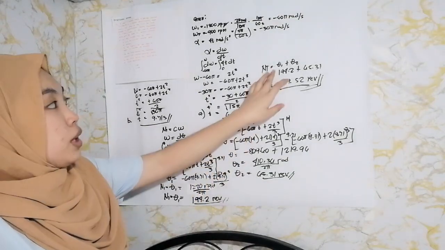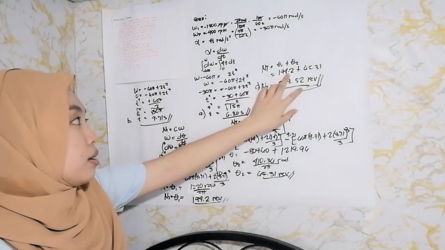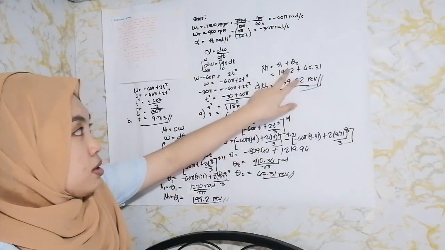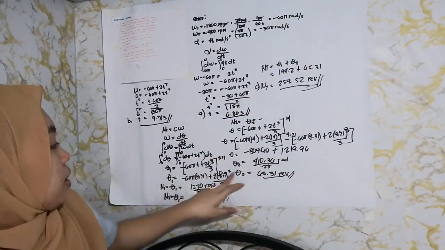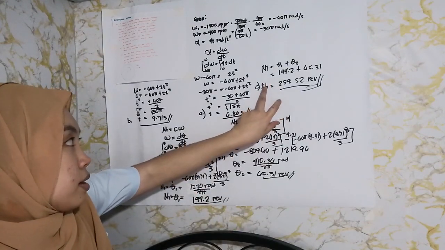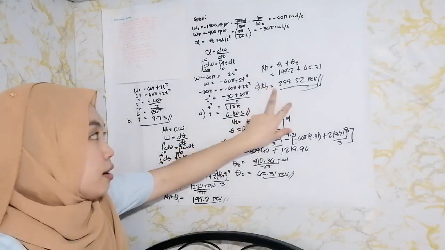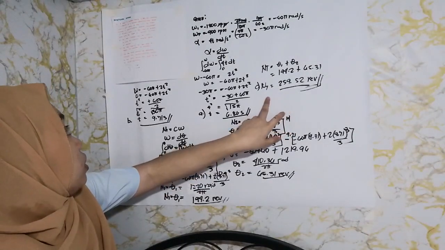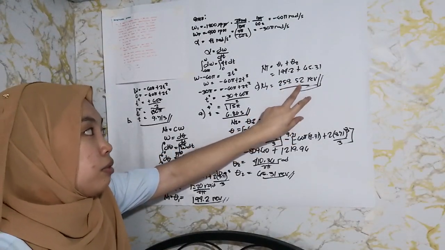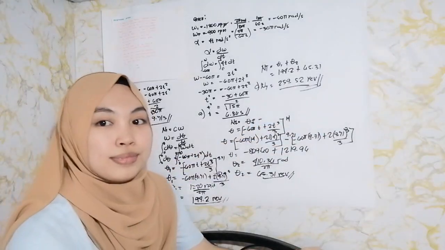The total number of revolutions is 194.2 plus 65.31. Substituting the values we got, we have the total number of revolutions, which is 259.52 revolutions.